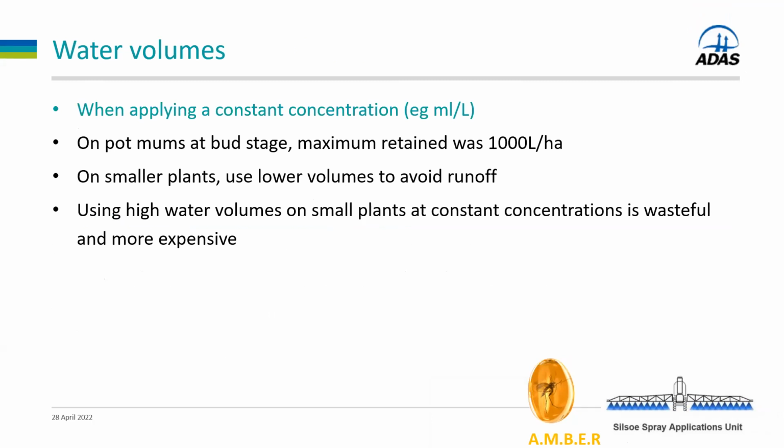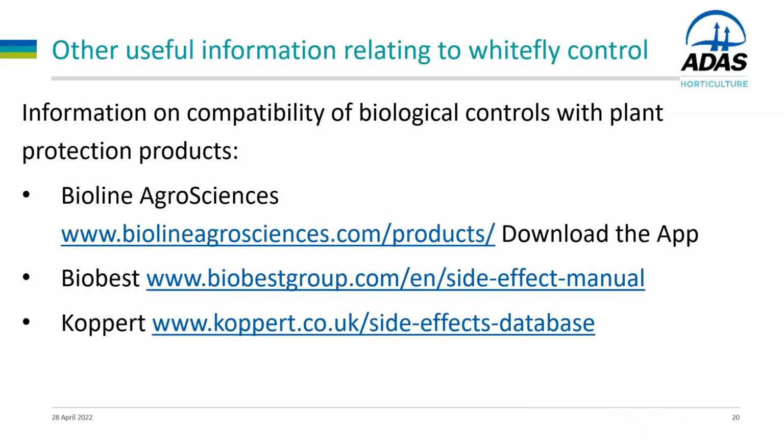Other products have a rate per mil or litre, so that's different for different products. They tend to be the more horticultural products and products we're using under EAMUs, but on pot chrysanthemums in the Amber project, maximum retained was at 1,000 litres a hectare, but smaller volumes on smaller plants. Right, okay, that's that.